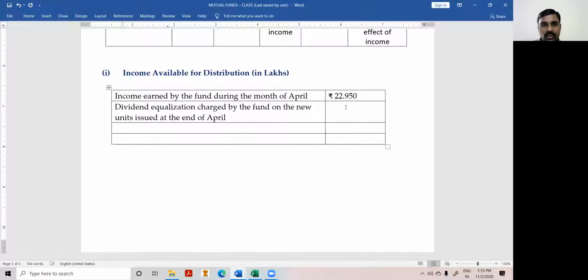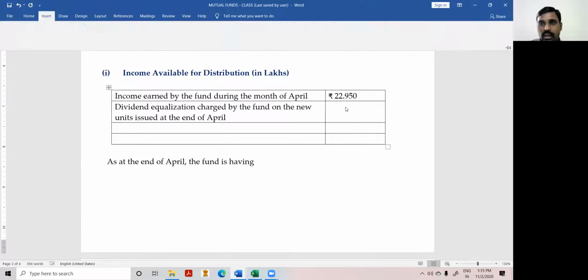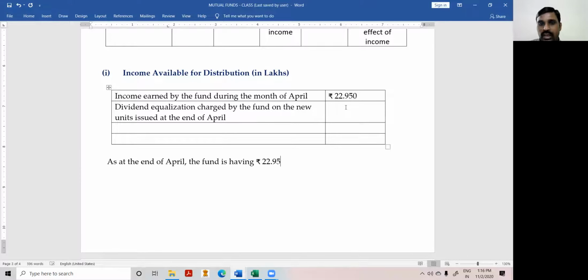Let me show you this point. So let me understand this point. So how much to be charged from the new unit holders? Look at this point. As at the end of April, the fund is having rupees 22.95 lakhs.